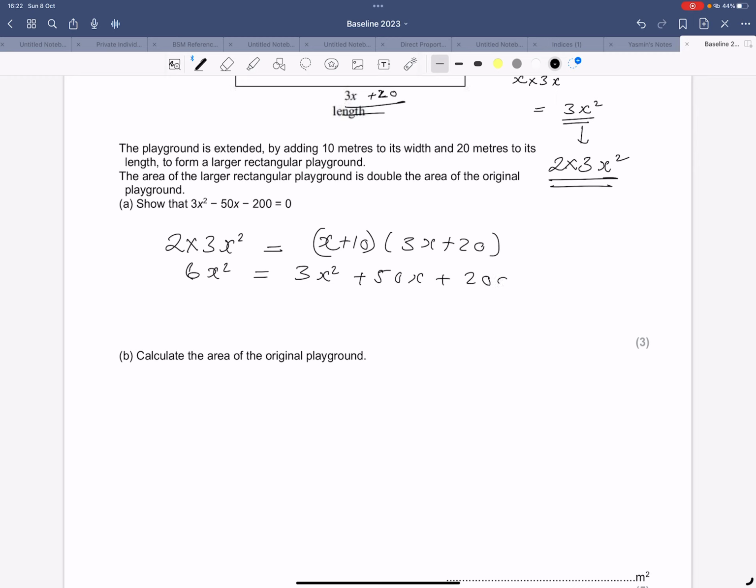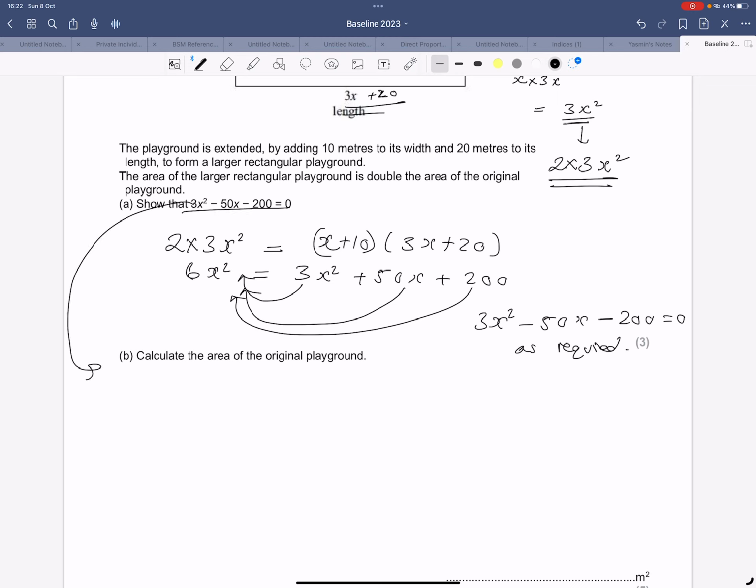Okay, now all we're going to do is bring everything to one side, and we're left with 6x squared take away 3x squared is 3x squared, minus 50x, minus 200, equals 0 as required. Okay, now they've given a quadratic. If you can't solve it, use this here. Put it in the quadratic formula and solve it. I don't know what the problem is.